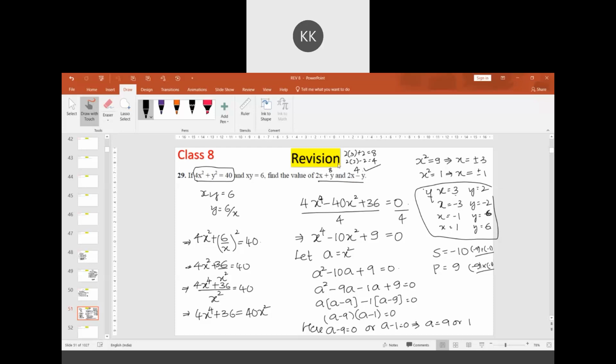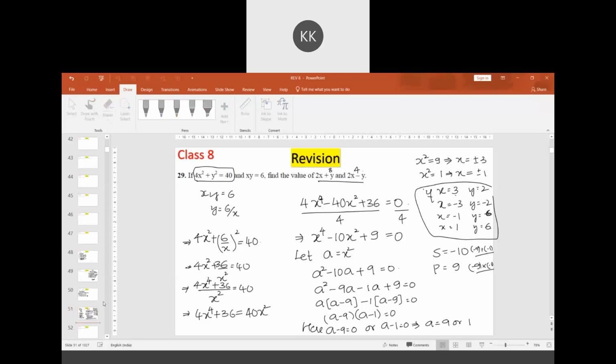Sir, I can explain, we can do it like this also. Here 4x square plus y square, we can make a whole square, and then we can subtract 2ab on the RHS. When we do minus 2ab, it becomes minus 2xy. We know xy, so minus 12. 40 minus 12 we have to do. 6 fours are 24, so 40 minus 24 we have to do.